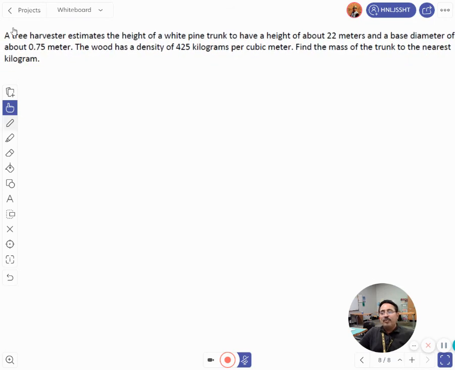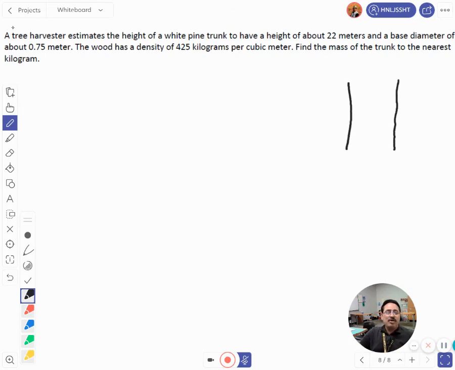A tree harvester estimates the height of a white pine trunk to be about 22 meters and base diameter of about 0.75 meters. The wood has a density of 425 kilograms per cubic meter. Find the mass of the trunk to the nearest kilogram. Already this kind of question I explained, therefore I would like to skip this one.